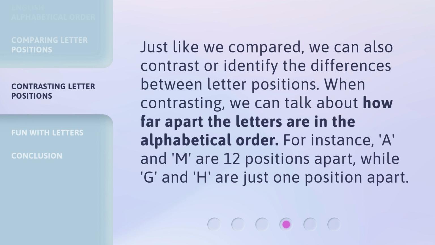Just like we compared, we can also contrast or identify the differences between letter positions. When contrasting, we can talk about how far apart the letters are in the alphabetical order. For instance, A and M are 12 positions apart, while G and H are just one position apart.